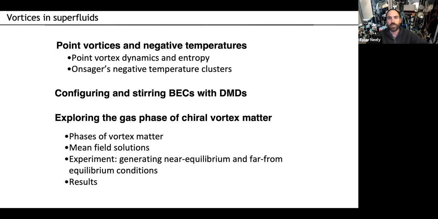And then I'll get into the heart of the subject of today's talk, which is exploring the gas phase of chiral vortex matter, thinking about this phase as kind of a complement to the possible other configurations of vortices in a superfluid, and the approach that we've taken as a big collaborative team to this problem. In particular, in the experiment, we've been looking at the equilibrium states of these vortices, and I'll talk about that.